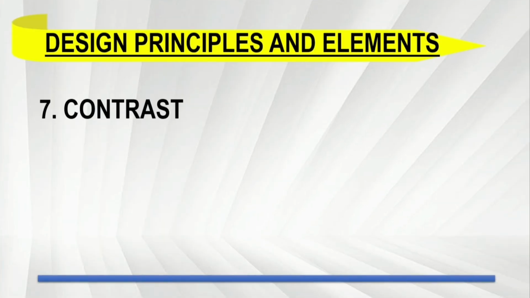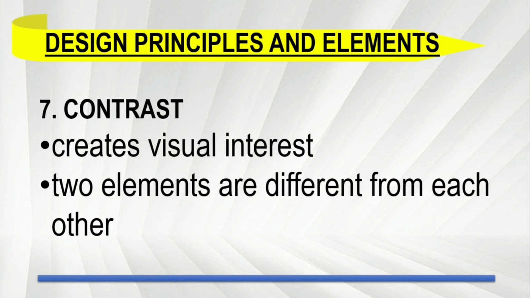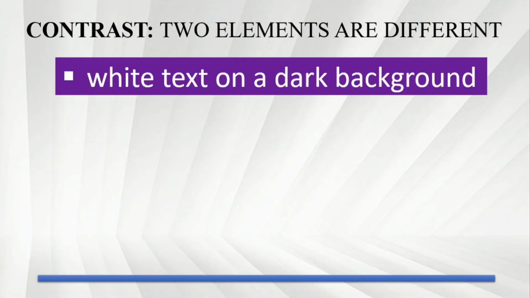The next element is contrast. It creates visual interest. Contrast is achieved when two elements are different from each other. When you place white text on a very light yellow background, contrast is not achieved and the text will be difficult to read. But when you put a white text on a dark background, contrast is created.